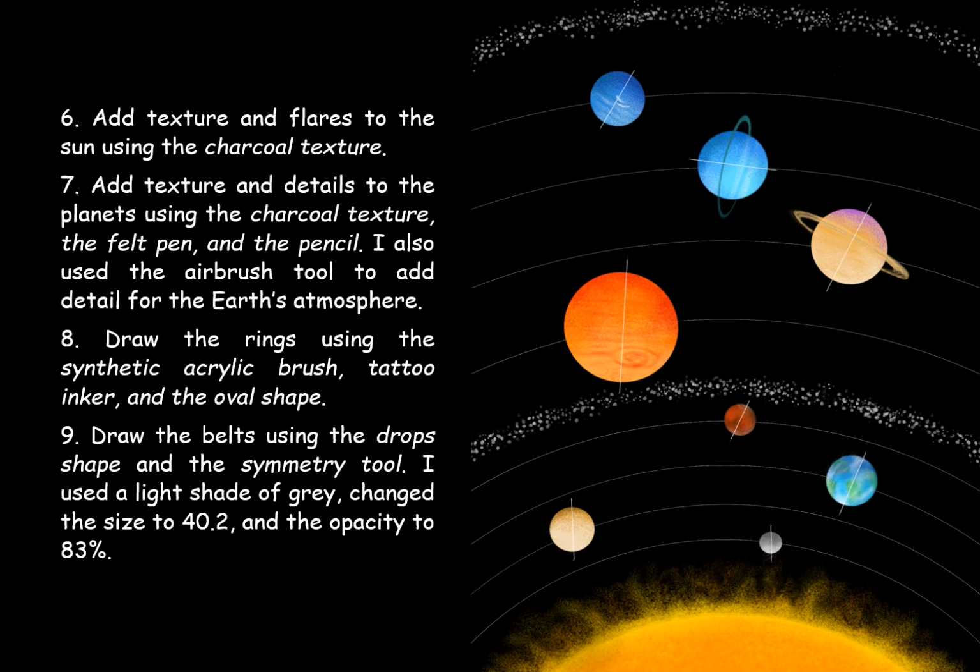6. Add texture and flares to the sun using the charcoal texture. 7. Add texture and details to the planets using the charcoal texture, the felt pen, and the pencil. I also used the airbrush tool to add detail for the Earth's atmosphere. 8. Draw the rings using the synthetic acrylic brush, tattoo inker, and the oval shape.